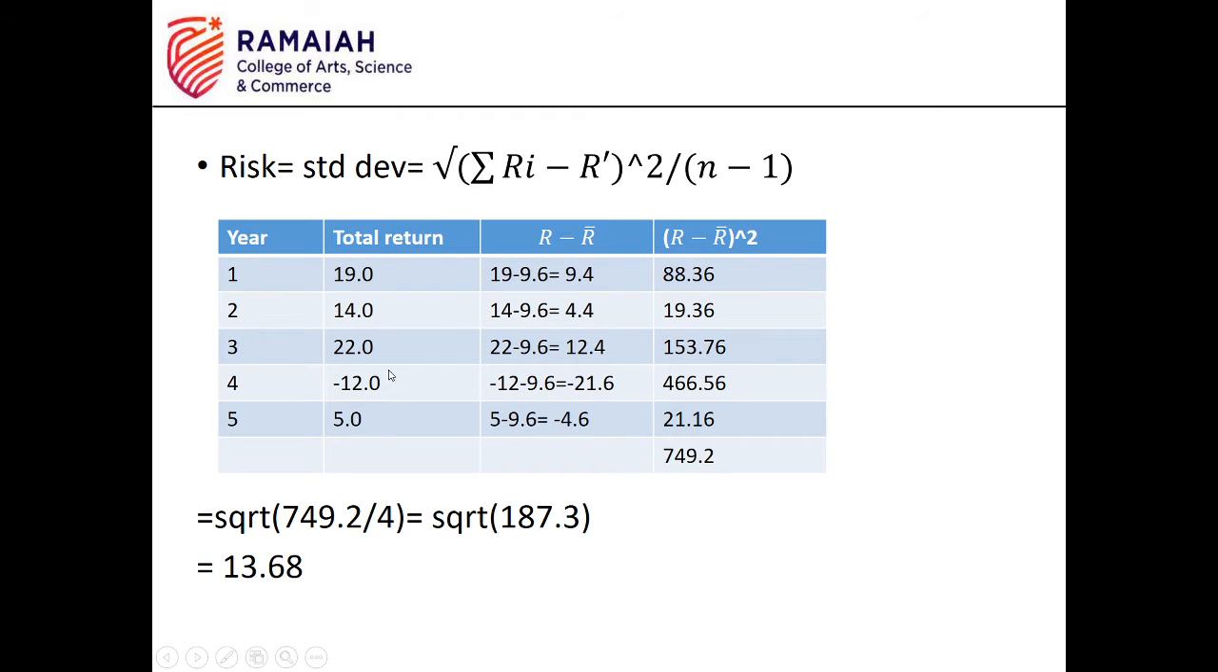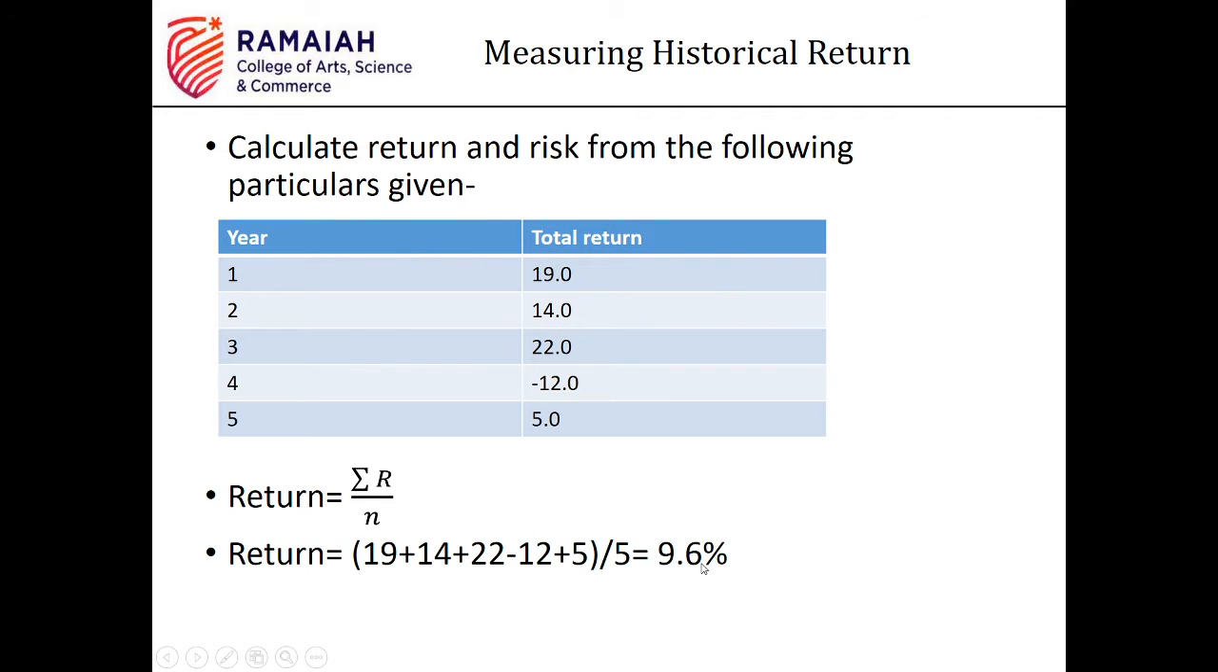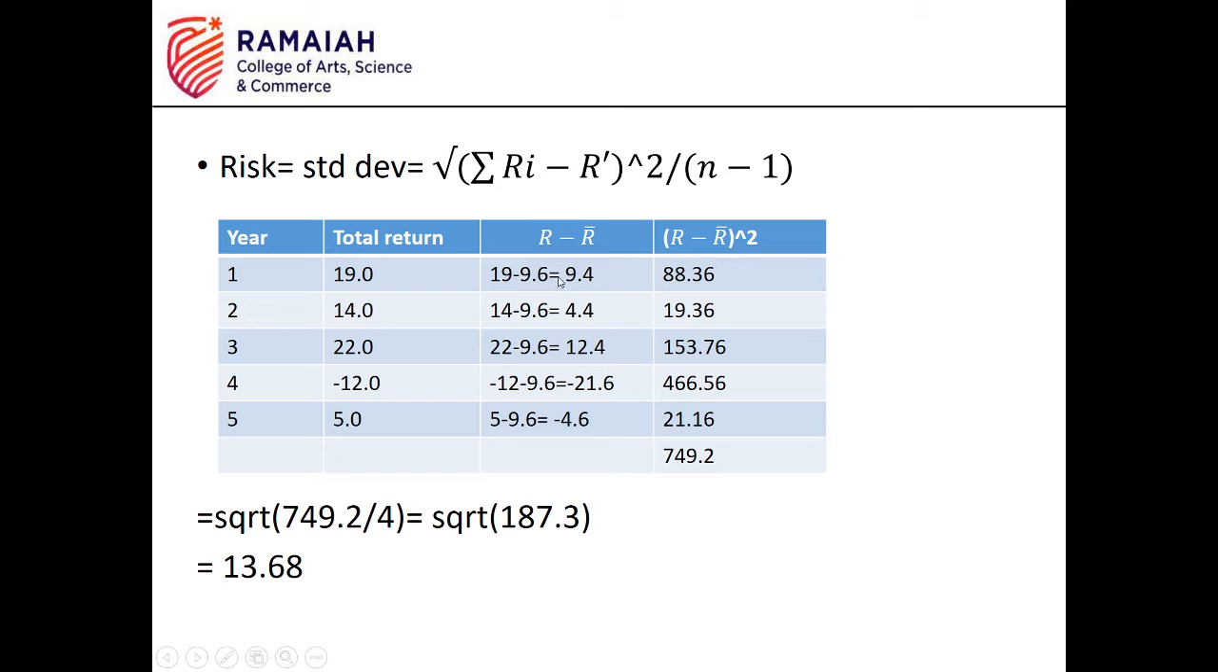So years I've taken, total return I know. I had already calculated this 9.6. You might be worrying where we got 9.6 from. 9.6 we got from this arithmetic mean. 19 minus 9.6 gives you 9.4. I'm just calculating the deviation. 14 minus 9.6 is 4.4, and similarly for rest of the things. I've just taken the difference: actual return minus expected return. Now square it. 9.4 square is 88.36. 4.4 square is 19.36. Similarly, 12.4 square, 21.6 square.